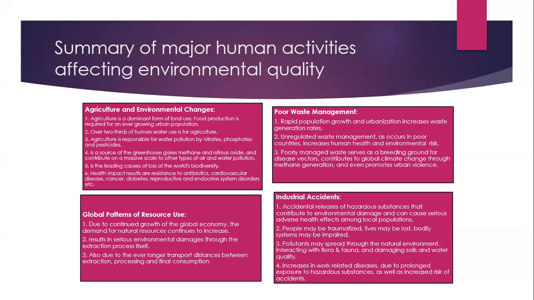Other health consequences of agriculture we find is increasing cardiovascular disease, cancer, diabetes. We find reproductive and endocrine system disorders because a lot of the chemicals in the food that we eat disrupt our endocrine function, and a whole host of other health associated problems that can be linked to the food that we eat.